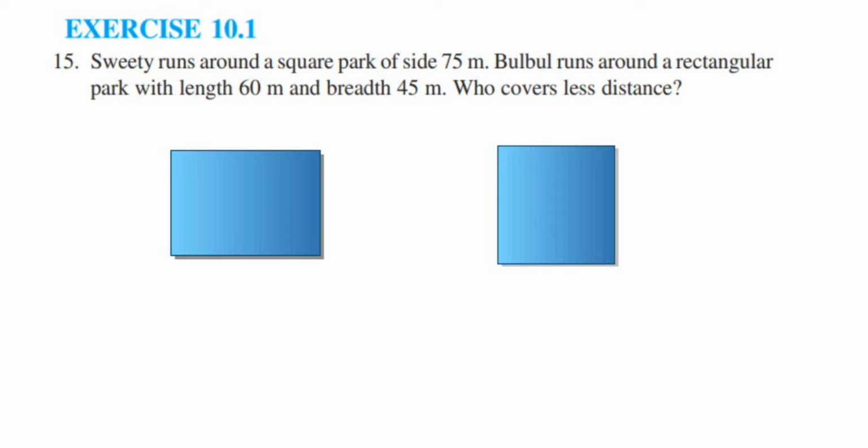Hey everyone, here I'm doing exercise 10.1, 15th question. The chapter is Mensuration of Class 6. The question is, Sweetie runs around a square park of side 75 meter. Bulbul runs around a rectangular park with length 60 meter and breadth 75 meter.